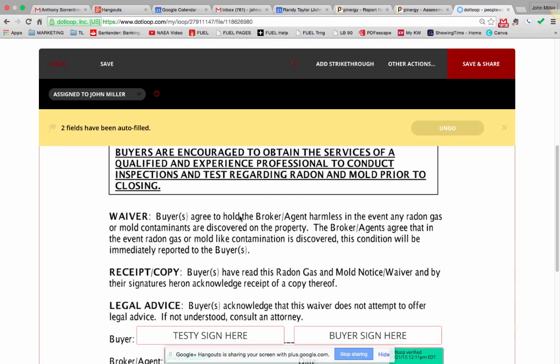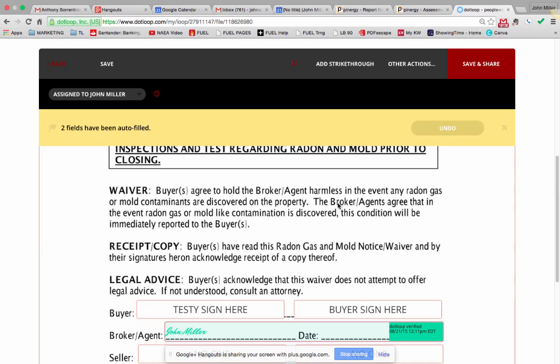The waiver is that the buyers agree to hold the broker and agent harmless in the event any radon gas or mold contaminants are discovered on the property. The broker and the agents, plural, right? Yep, agree that in the event radon gas or mold-like contamination is discovered, this condition will be immediately reported to the buyers. So if the seller's agent knows about mold or radon, they're agreeing that they're going to tell the buyer.